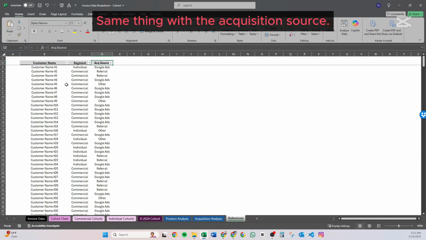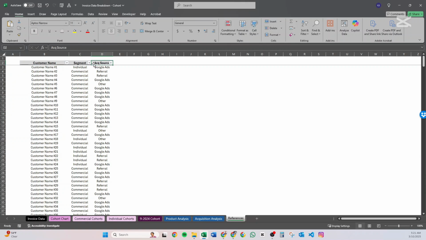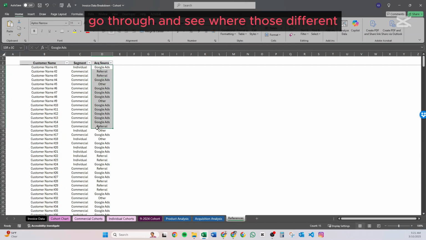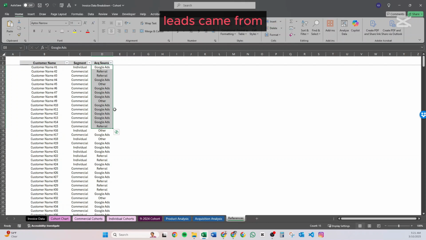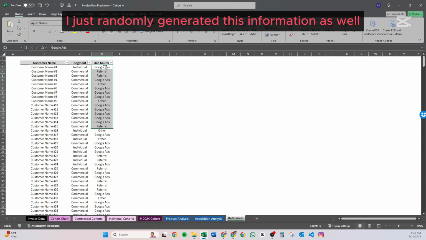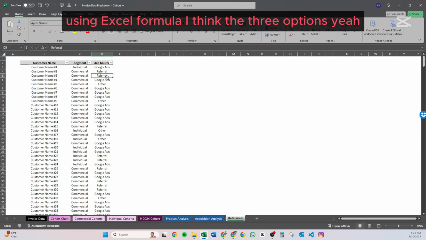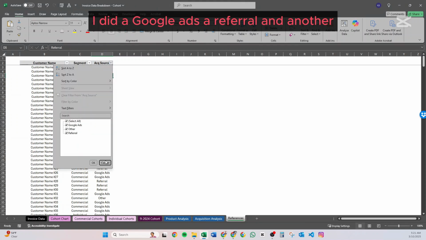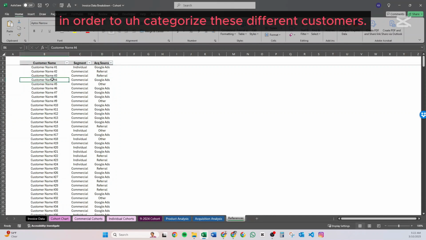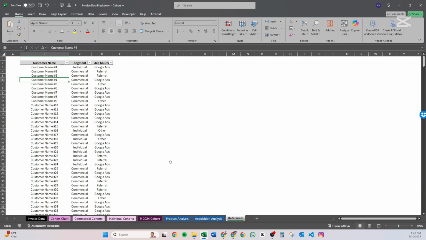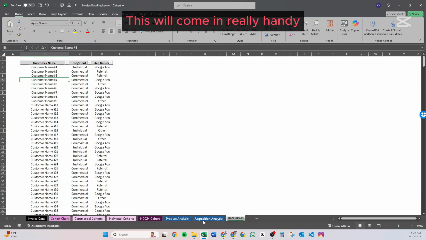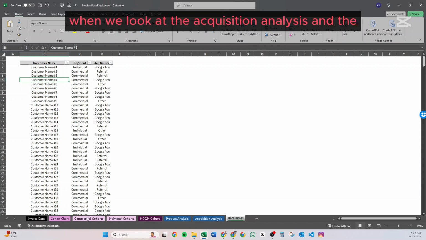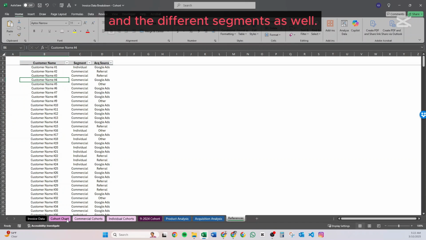Same thing with the acquisition source. I had their accounting team go through and see where those different leads came from. I just randomly generated this information as well using an Excel formula. I think I did 3 options: Google Ads, a referral, and another, in order to categorize these different customers. This will come in really handy when we look at the acquisition analysis and the different segments as well.